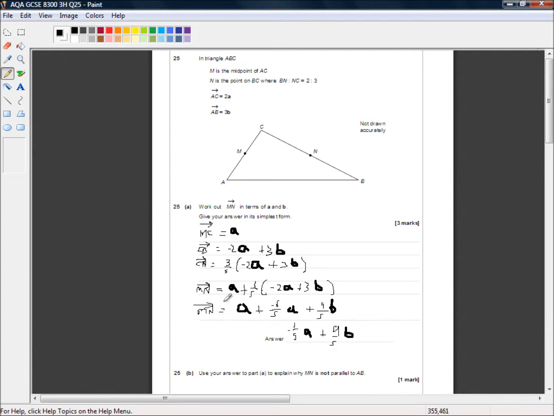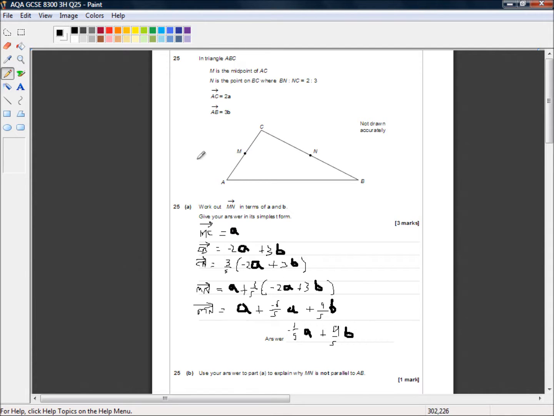Okay. So 25b says use your answer to part a to explain why MN is not parallel to AB. Well, the answer is simply that AB is just 3b. There's no a component at all. So there is nothing that you can multiply AB by to get MN, because MN has an a component and 0 times anything is 0.